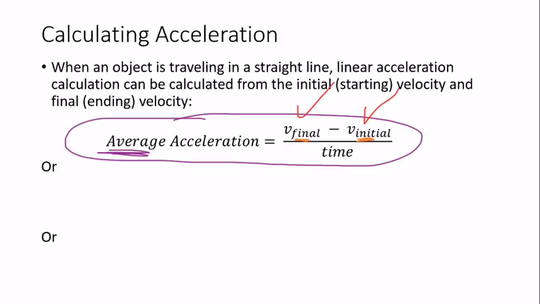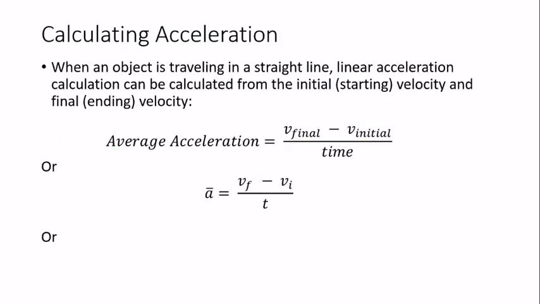We can rewrite this equation to look like this. Here's another little science hint: anytime you see a bar over a variable, the variable for acceleration is the lowercase a, with a bar means average. And notice also we've abbreviated it: instead of final we put the letter F, instead of initial we put the letter I, instead of time we put the variable t.